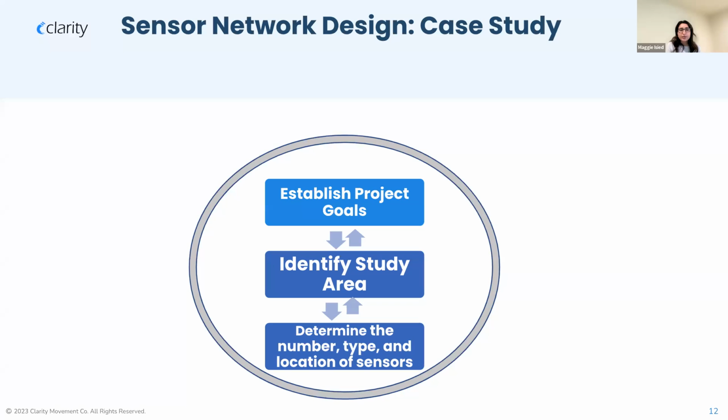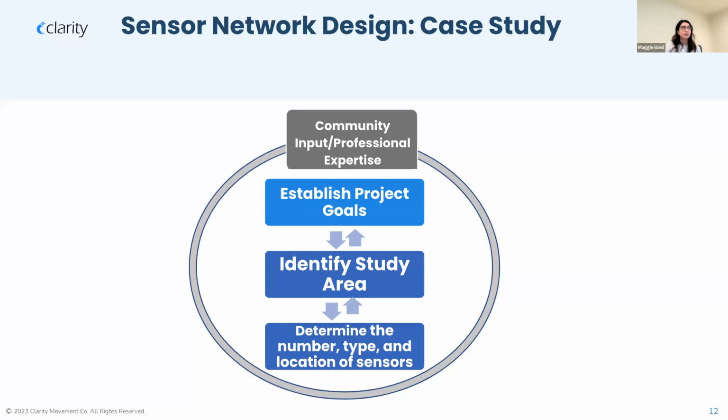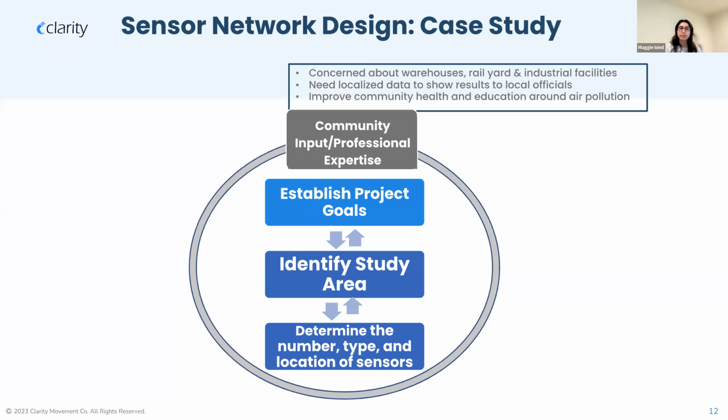So what I would like to do now is present an actual case study that we worked on here at Clarity with a customer. We worked with a community-based organization based in Southern California who was interested in setting up a low-cost sensor network. They were really concerned about a few sources. Their primary concerns were warehouse, particularly truck traffic to the warehouses, rail, and industrial facilities.